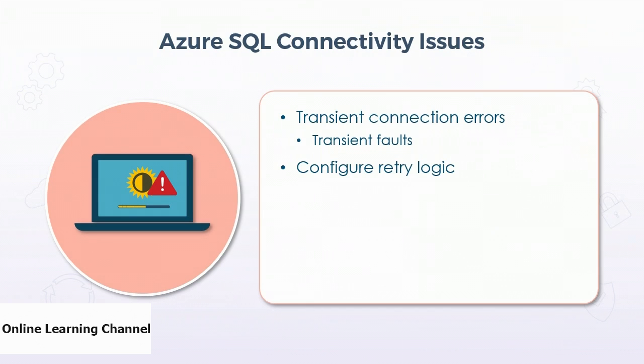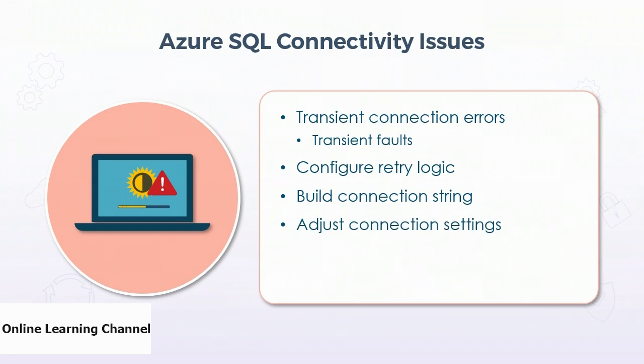Many transient errors occur during connection to the database. Your application must build a connection string that allows it to connect to the database, and sometimes this connection string can be altered to force a new connection, which alleviates some transient errors, as we'll see. Also, adjusting connection strings is sometimes a way to alleviate transient errors.